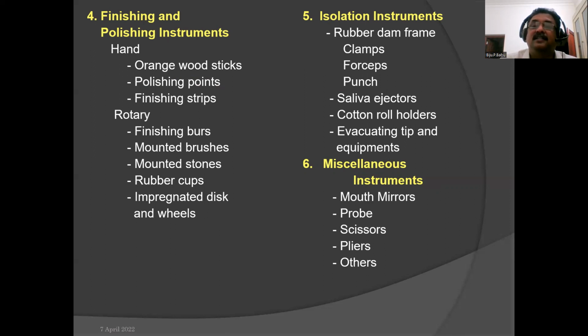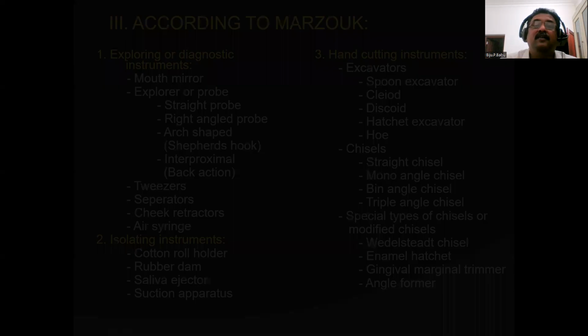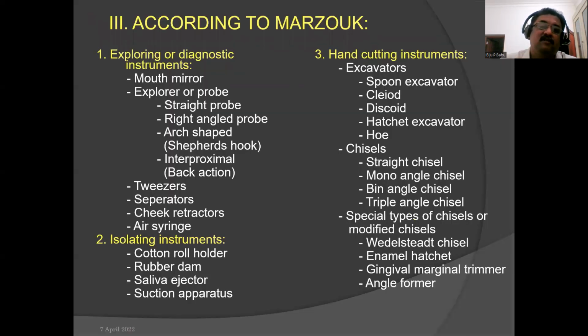In the isolation instruments, you have the rubber dam frame, rubber dam clamp, rubber dam forceps, punch. Then you have the saliva ejector, cotton roll holder, excavating tips and equipment. And in the last category, miscellaneous instruments, you have the mouth mirror, probe, scissors, pliers, etc. So this is the classification by Charbonneau. And you have one more classification according to Masuk.